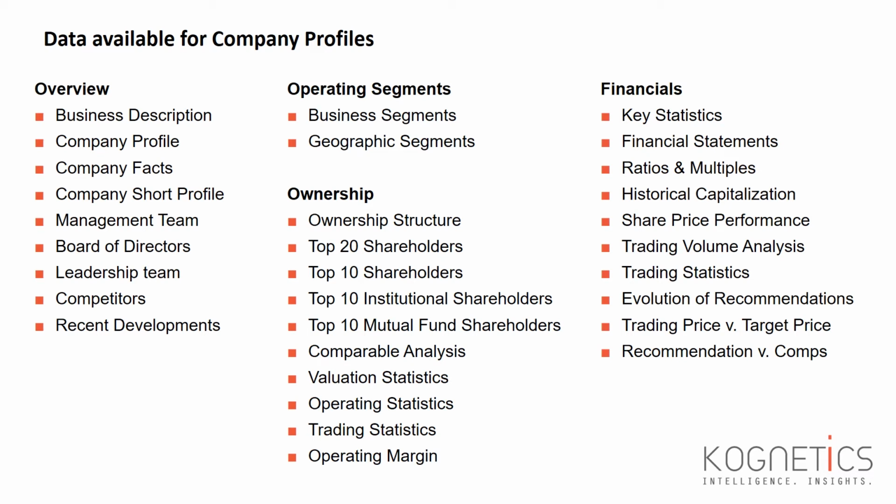The ownership structure describes the shareholders and if they're institutionally owned or owned by mutual funds. On the comps analysis, if you've created custom analysis and included competitors, this is a section that you go to pull the different analysis. On the right side, you find the financials. There are key statistics from the financial statements, ratios, multiples, and also information on share price and trading statistics.